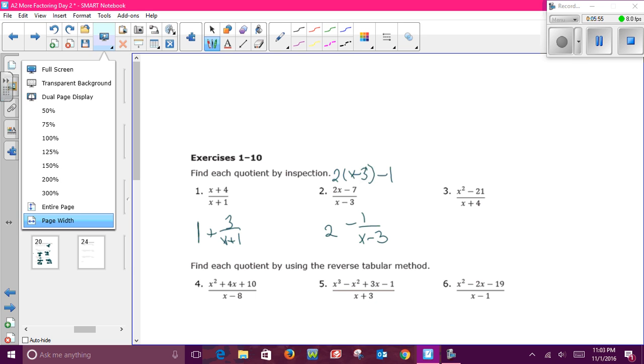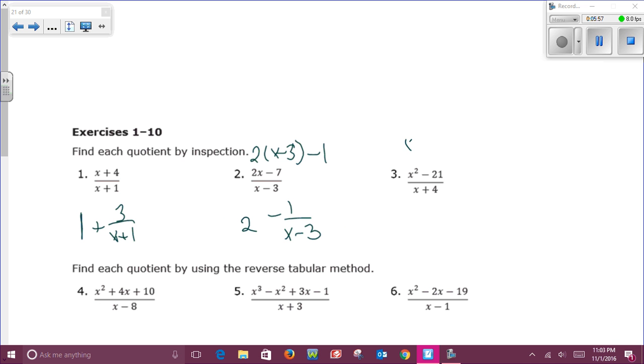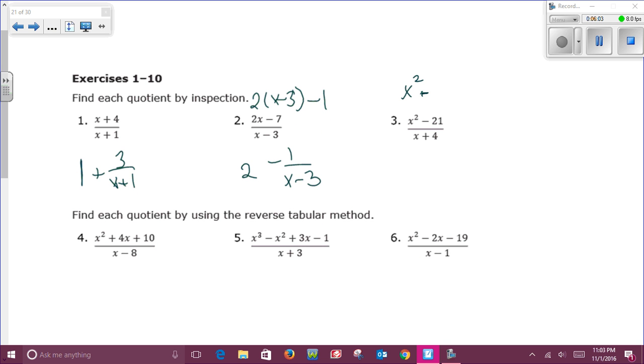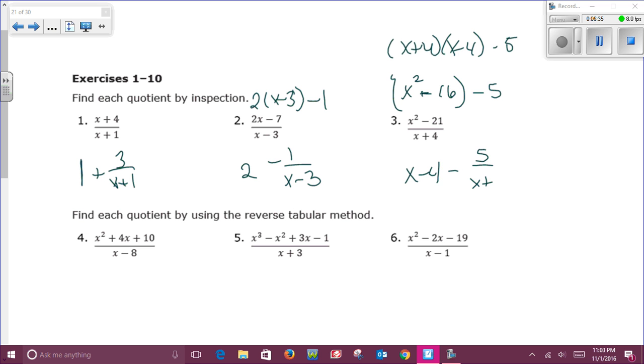Okay, let's go back to what we were doing. So x squared minus 16, but then the problem is I still have negative 5 left over. That would give me the 21. And now I'm going to do x plus 4, x minus 4, minus 5. So that means I will have my x plus 4's kind of cancel each other out. So I'm left with x minus 4 minus 5 over x plus 4.